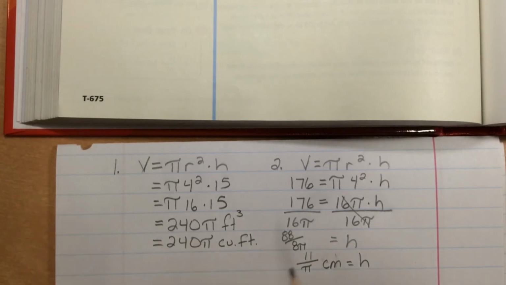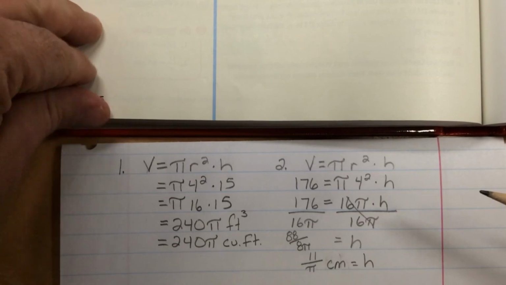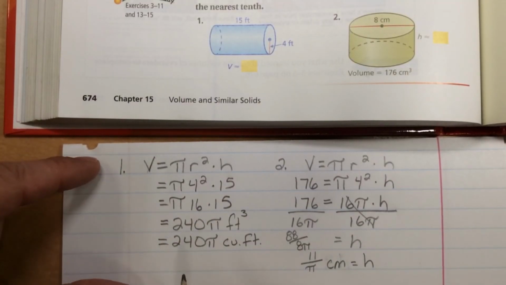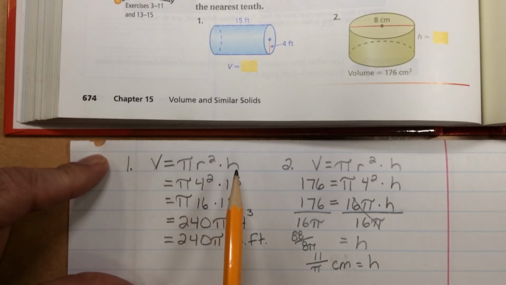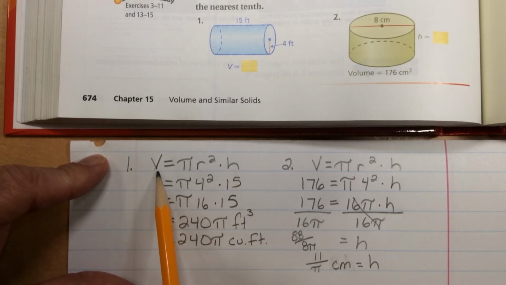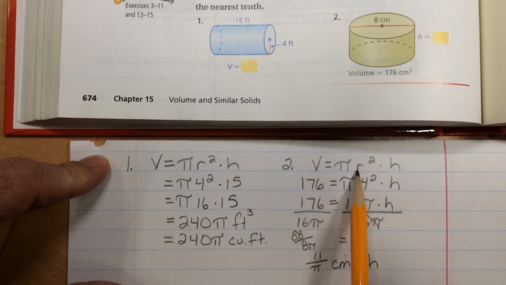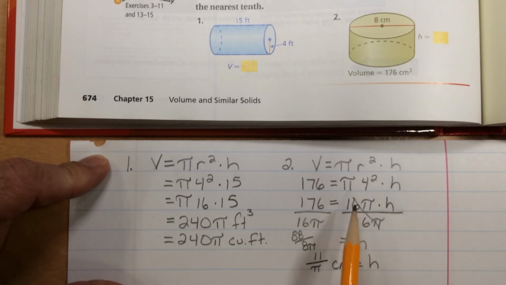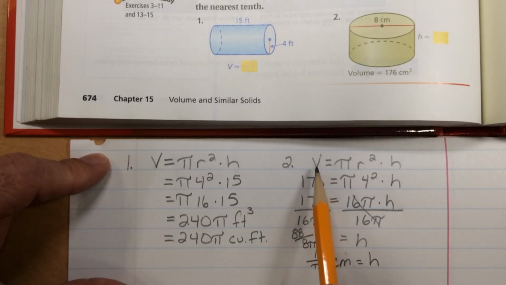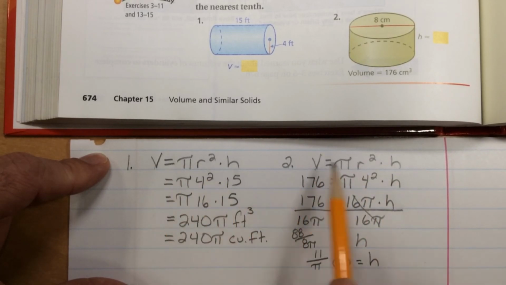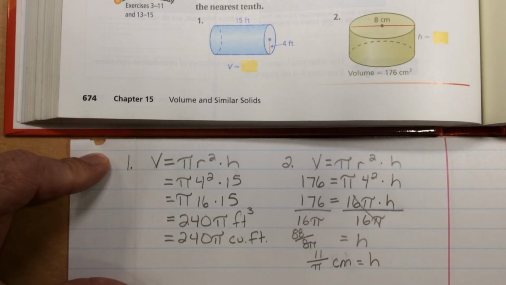So that's really all there is to lesson 15.1. We had already done the volume of cylinders earlier this year, so it's not too much of a stretch to get to this. As long as you can write the formula down, they're either going to give you the radius and the height, and you'll be looking for the volume, or they're going to give you the volume and the radius, and you'll be looking for the height. They should be able to give you the volume and the height, and you'd be able to find the radius. As long as they give you everything but one variable, you should be able to solve for that.